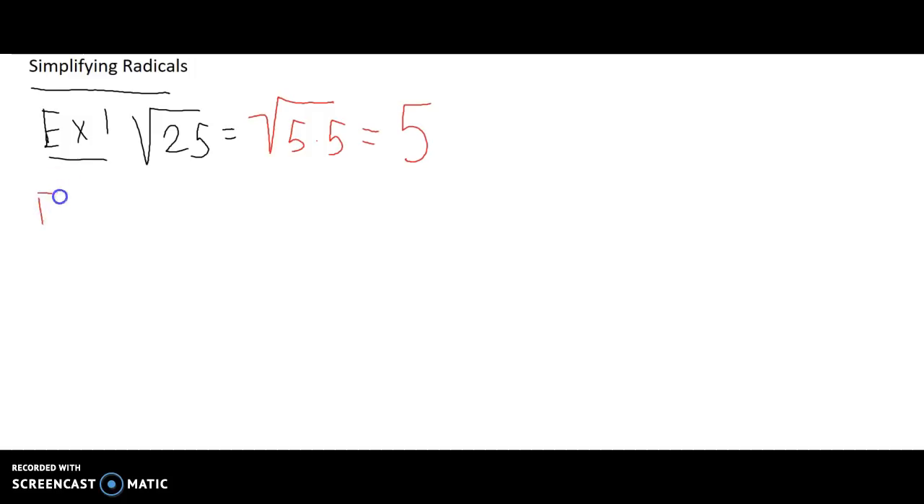And then for the second example, example number 2, it's the same thing. 16. What number multiplies itself to give us 16? It's 4 times 4. Notice that there's 2 pairs of them, so therefore the answer here is 4. The pair of 2 come out as 1. So now let's try a different example. Let's try example number 3.